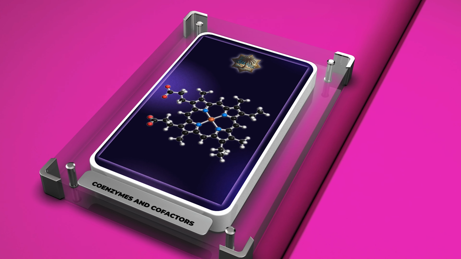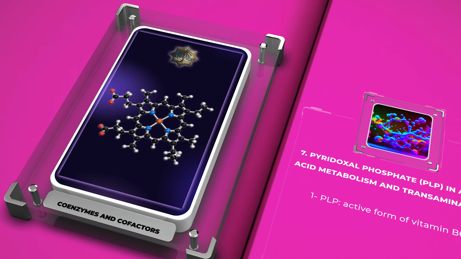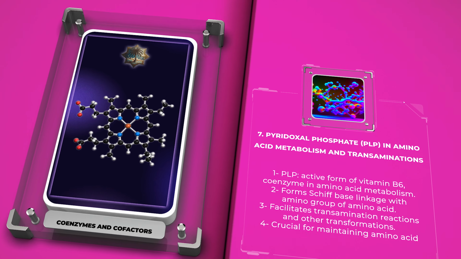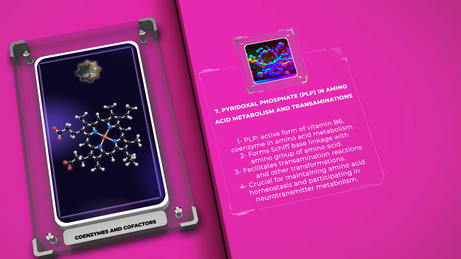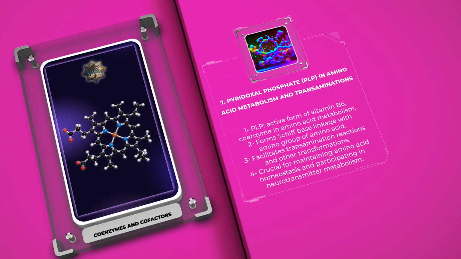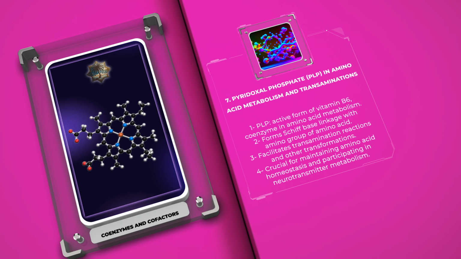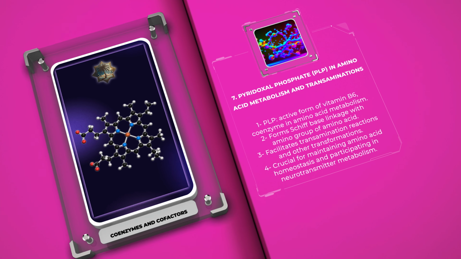Pyridoxal phosphate, PLP, the active form of vitamin B6, serves as a coenzyme in numerous enzymes involved in amino acid metabolism and transaminations. PLP functions by forming a Schiff-base linkage with the amino group of an amino acid, creating a highly reactive intermediate. This intermediate can undergo various transformations, including transamination reactions, decarboxylation, and racemization.